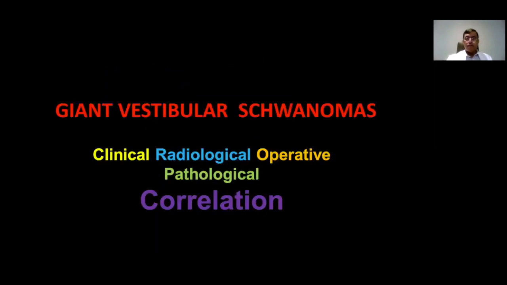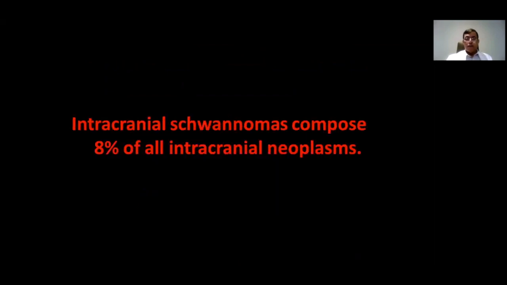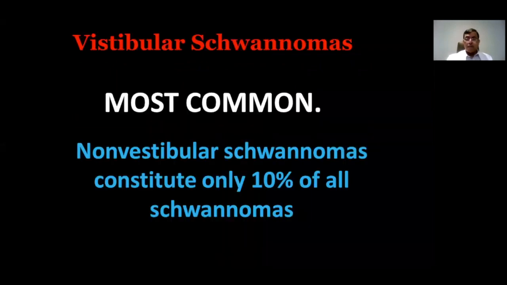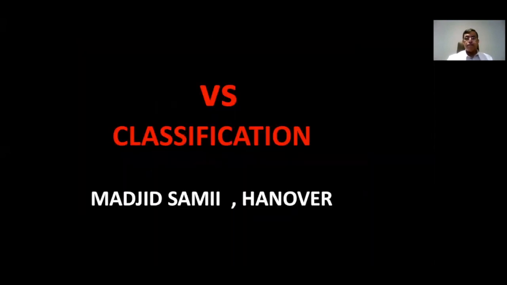So back to the giant vestibular schwannomas. Let's see what's happening. Schwannomas in general constitute 8% of the tumors. Meningiomas about 20%, pituitary about 18%, and so on and so forth. Schwannomas 8%, and the commonest schwannoma of them all is the vestibular schwannoma. The rest of the schwannomas, abducent, trigeminal, they come next. And the very good classification of these vestibular schwannomas is done by Majid Sami from Hanover.